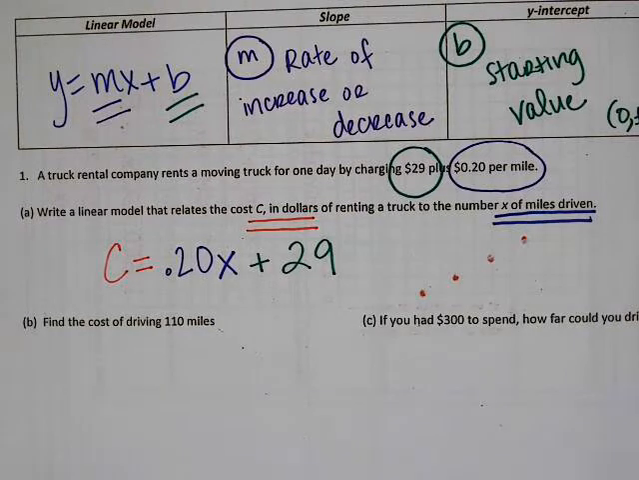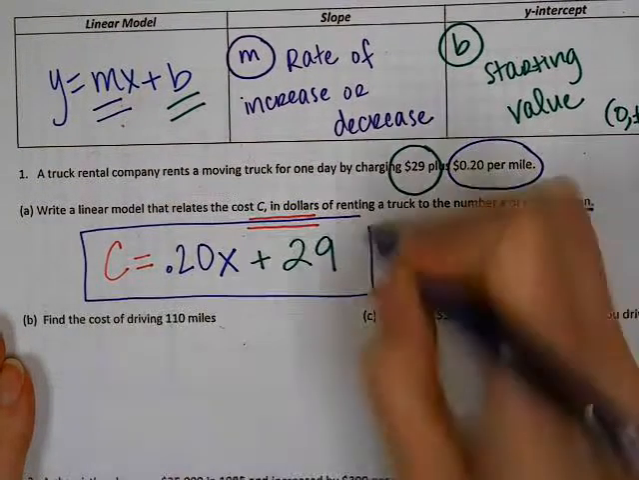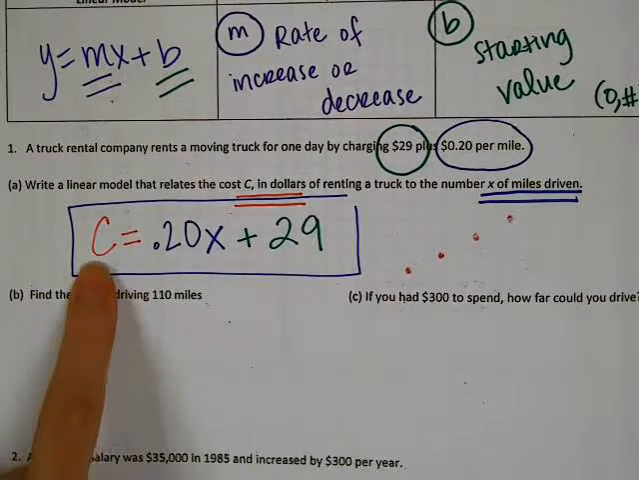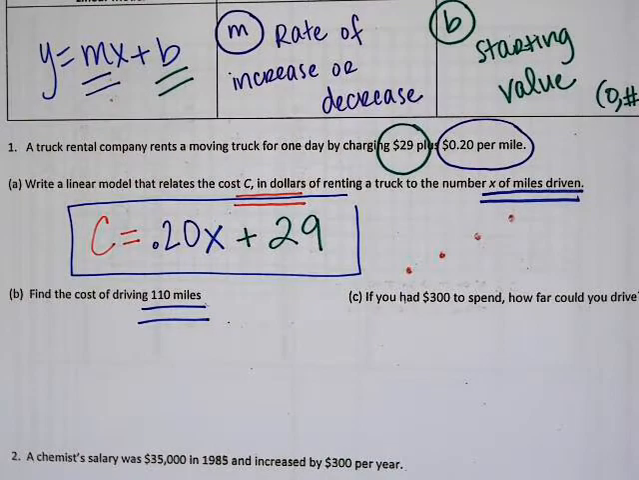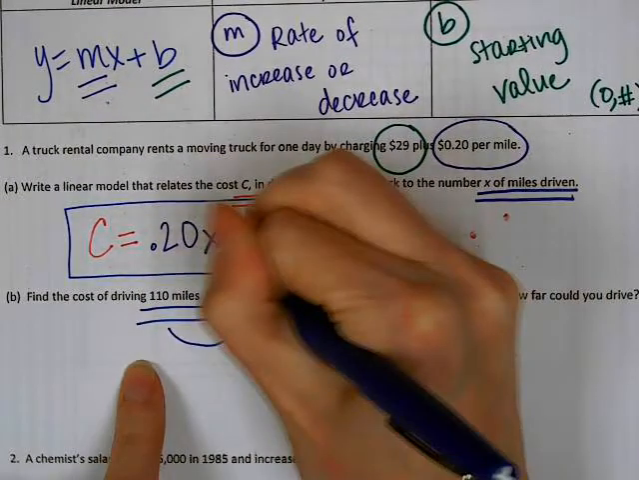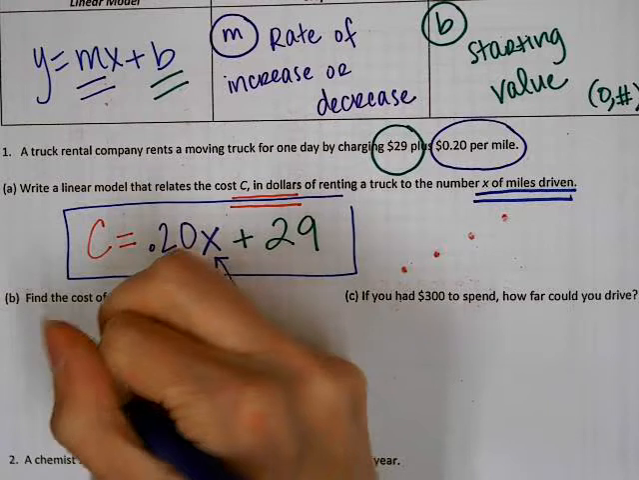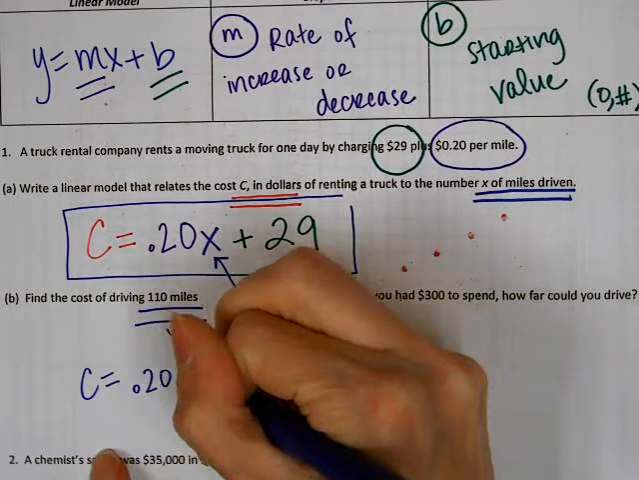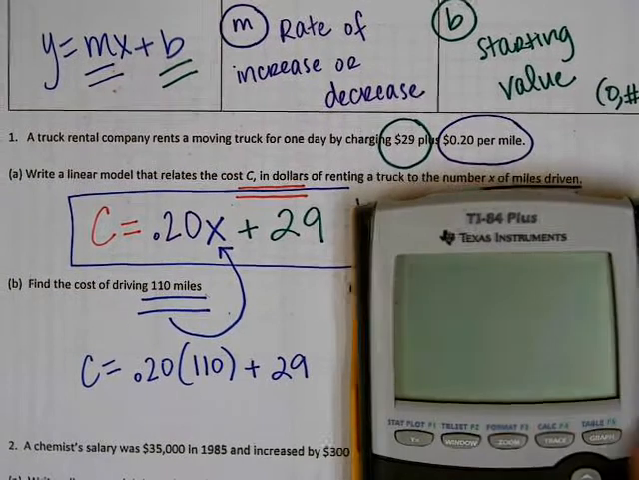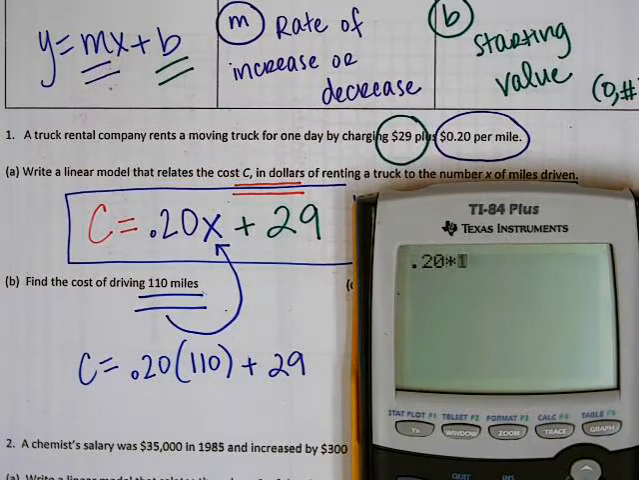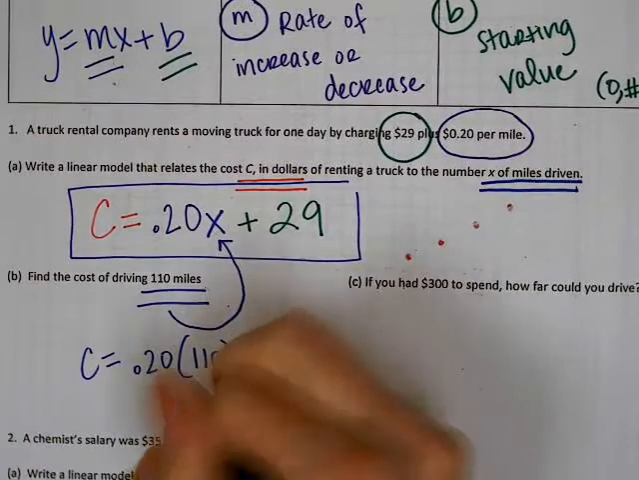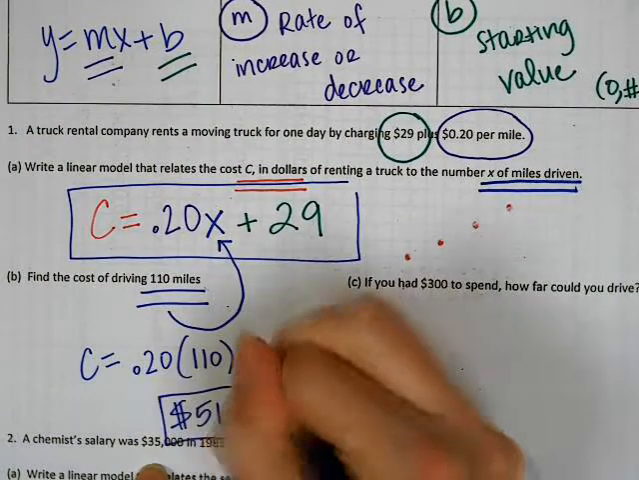Now once you have the model, we can do awesome things with it. We can plug values in and solve for future values. So B says, find the cost if you drive 110 miles. Since miles is X, let's just plug it in. Cost is equal to 0.20 times 110 plus 29. If you have your calculator, we can just solve that. So 0.20 times 110 plus 29, that would be 51. And make sure you have units, $51. That's the cost.